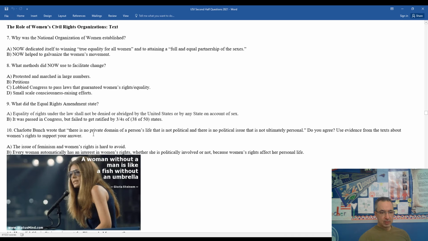Charlotte Bunch wrote that there is no private domain of a person's life that is not political, and there is no political issue that is not ultimately personal. Is this a statement you agree or disagree with? Obviously, this is your own opinion. So the issue of feminism and women's rights is hard to avoid. Every woman automatically has an interest in the women's rights movement, whether she is politically involved or not, because women's rights impact her personal life. So she's basically advocating here that even if you're very passive and not very aggressive in getting involved in the women's rights movement, the benefits of the women's rights movement will benefit you as an individual as well.